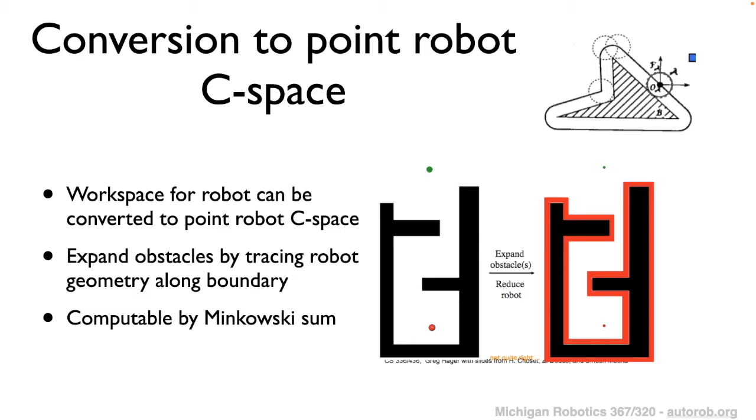An approach that we can take to do this conceptually is to expand the obstacles that exist within the workspace by tracing out the robot's geometry along the boundary of these obstacles. The result of that is we'll grow the portion of the space that is invalid, right? And then treat that as our configuration space where we now think about it as being a point robot. The result is we'll have modeled our robot geometry, but still be able to compute that configuration space and use it efficiently. A computational approach to actually perform this expansion is what's known as the Minkowski sum.